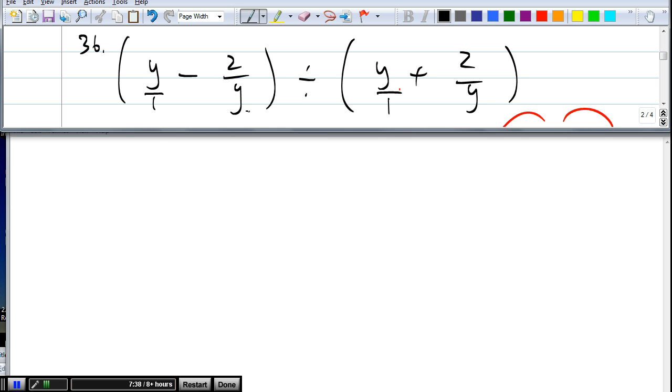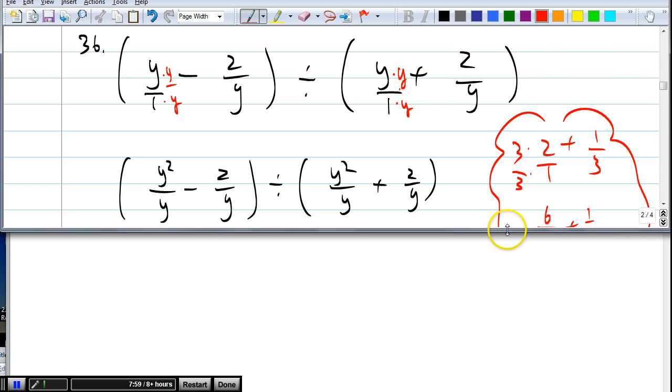Is there a way to make this y over 1 and 2 over y with a common denominator? What would the common denominator be, class? y. So guess what? I'm going to multiply top and bottom of this by y over y. Is that okay? Because then I would get a common denominator of y. This is easy to see what the common denominator is. 1 and y. What's the common denominator? y, right? What about this one? Multiply top and bottom by y over y again. And doesn't this simply become this?